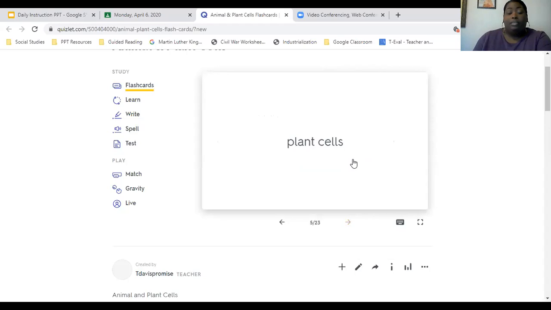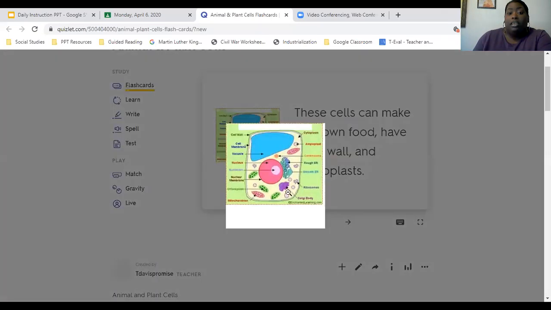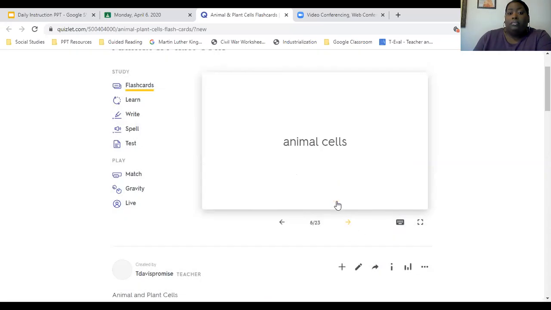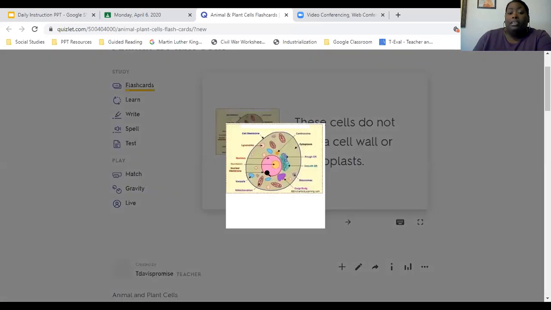Now, plant cells, which is what we're going to be talking about today. Plant cells, these cells can make their own food. They have a cell wall, and they have chloroplasts. And chloroplasts are these little green things here that give the cell its color. Animal cells. These cells do not have a cell wall or chloroplast. So animal cells are what we have.